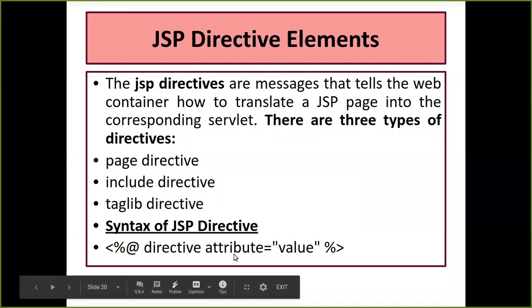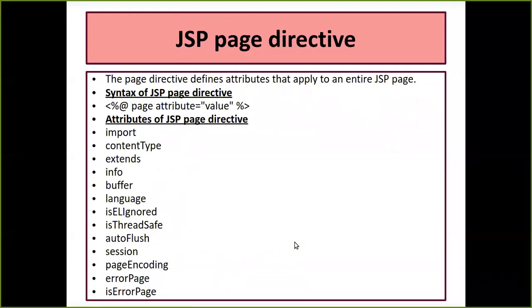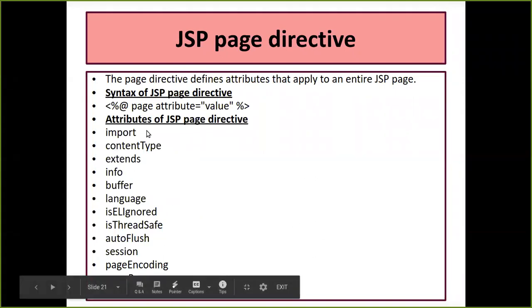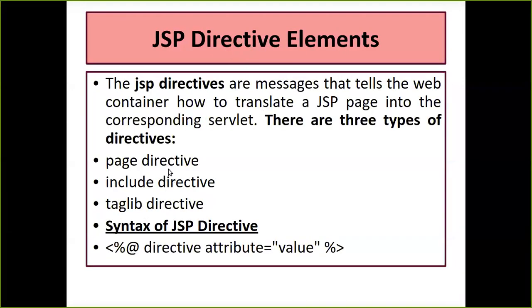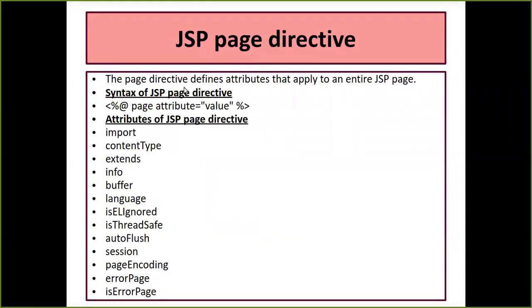I'll just show it to you. So we have some attributes. We are going to make use of those attributes, and for those attributes we are going to create some values. Okay, so first of all we just have to understand what all attributes we have. So we are going to have the first type of directive, that is your JSP page directive. We can see over here there are three types of directives we have, that is your page directive, include directive, and tag lib directive. Here we are going to start with the first type, that is your page directive.